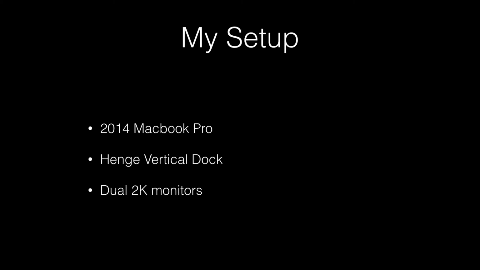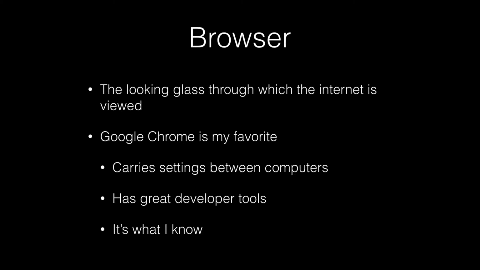The most important piece of software involved in web development is the browser. Without a browser, your website is nothing but a pile of text in a file on your desktop. I personally use Google Chrome. I like Chrome for a few reasons. Mostly, it carries settings between computers. I am familiar with it, and the built-in developer tools are awesome.